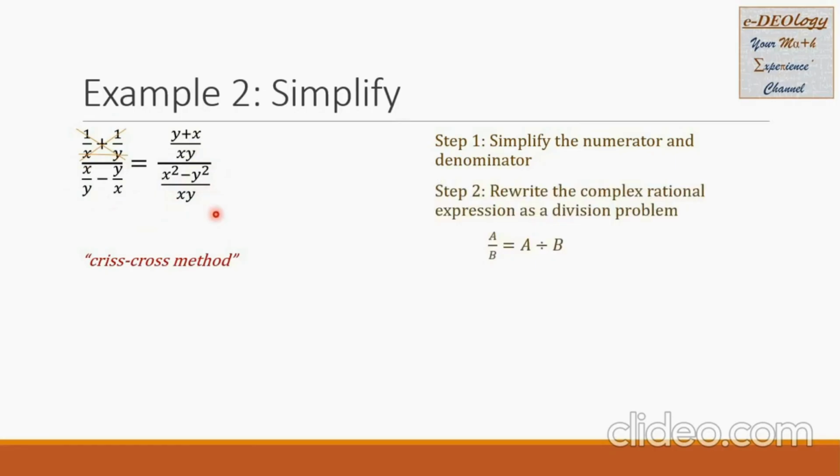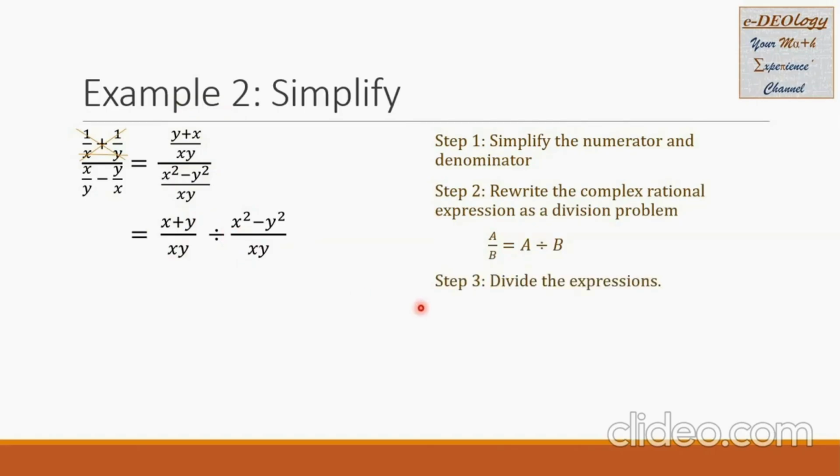And step 2, let us rewrite the complex rational expression as a division problem. So it will be like this. This is now our numerator, the y plus x, I'll just put it as x plus y. There is no issue on that. So it will be x plus y over xy divided by our denominator here, the x squared minus y squared all over xy.